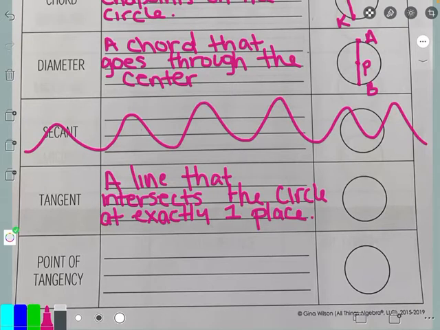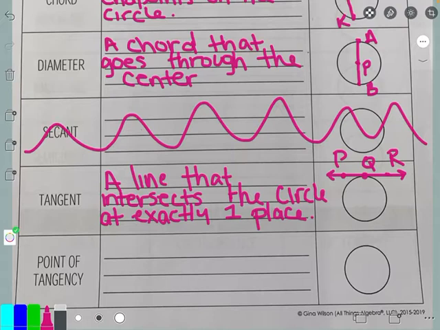So if this is my circle, I'm going to try to draw it. My tangent would look like this. It's a line, so arrowheads. It touches, I'm going to say it touches right there at point Q. And it's a line, so there are many points on a line, just like that.